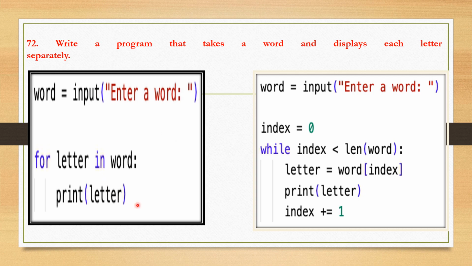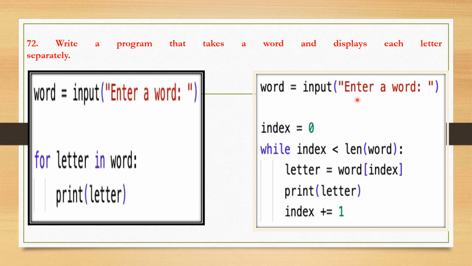The program will use a for loop to iterate over each character or letter in that word. The loop variable letter takes on the value of each character in the word one at a time. Inside this loop, the program uses the print statement to display each letter on a separate line, like the print(letter) statement. It prints the value of the letter variable, which represents the current letter in the iteration. The loop continues to iterate over each letter in the word until all letters have been processed.